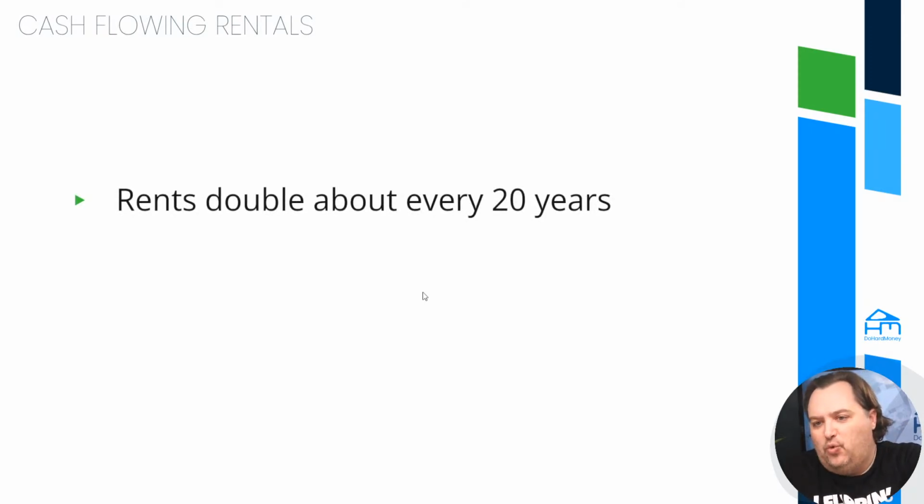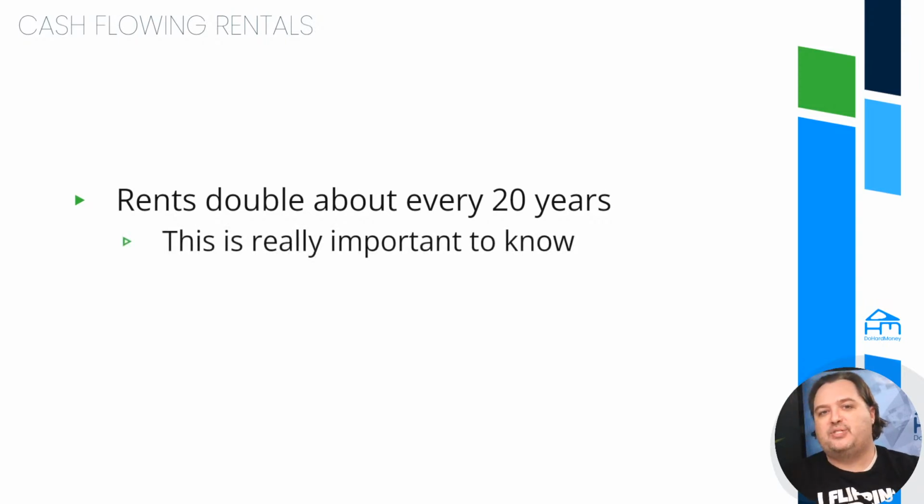So rents double about every 20 years, and property values go up about 30 to 40% every 10 years. That's what's happened historically. Now, does that mean it's going to happen in the future? No, but I think there's a pretty good case to be made that prices are getting more expensive over time if you're looking at the long term.